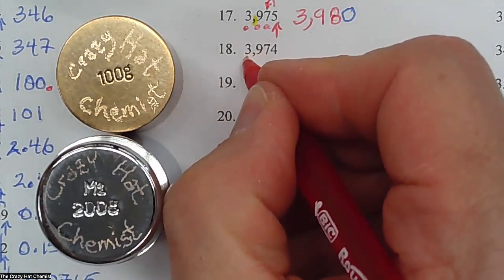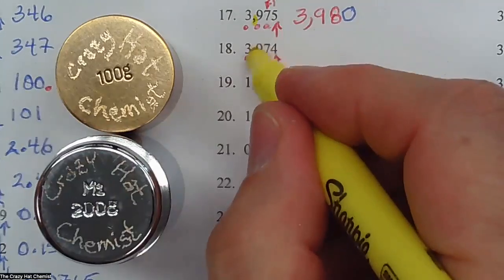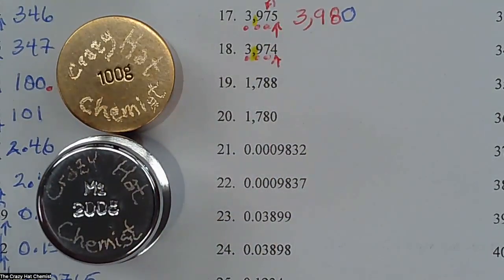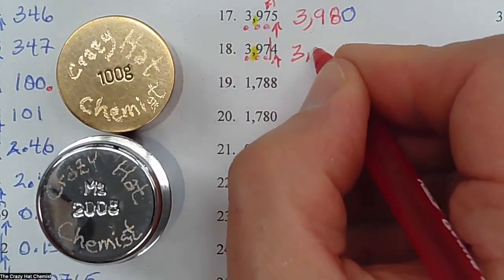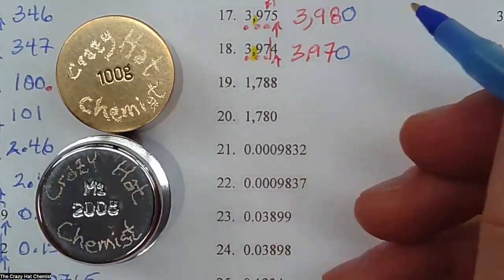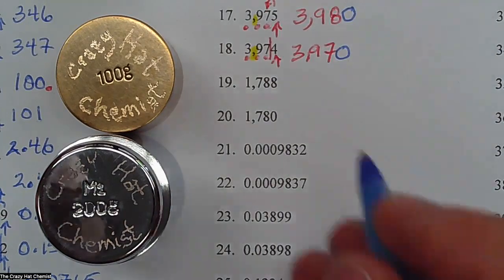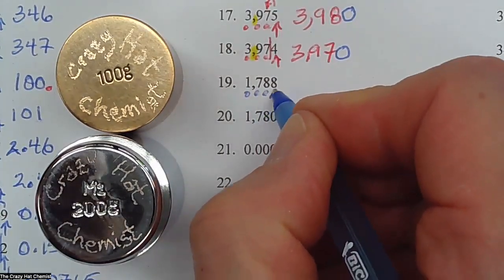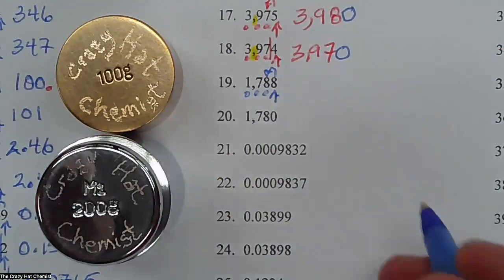Okay, 1, 2, 3 significant figures. I've got that 4. Remember, that's less than 5. I chop or truncate the number, but I'm going to keep that comma. So it's 3, 9, 7, and I am going to have to add a 0 to that. Okay, perfect. Let's keep on going here, folks. I got 1, 2, 3 significant figures. I'm rounding with that 8. Add 1 to the preceding digit. I have another comma that I need to deal with here.